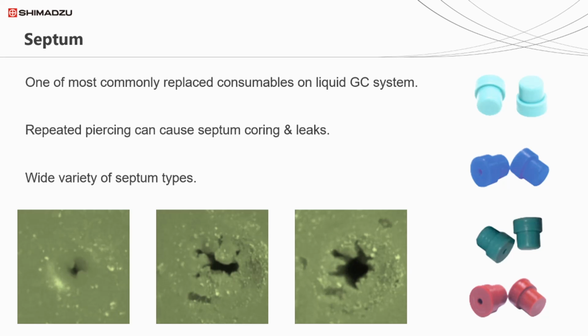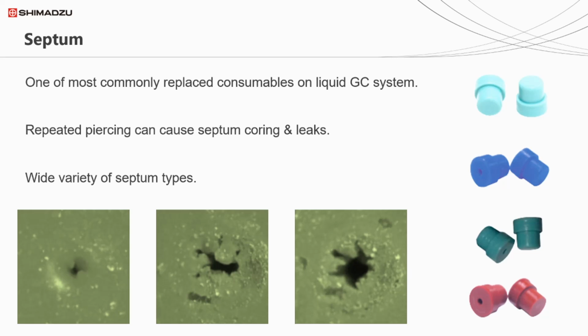Each time the septum is pierced by the needle, it creates a small hole in the septum. As these holes multiply through repeated injections, bits of septum can break off. This is known as coring. Not only do these broken pieces increase the chance of air leaking into the inlet and carrying gas out, they can also become active sites within the liner, resulting in peak tailing and lower analyte response.